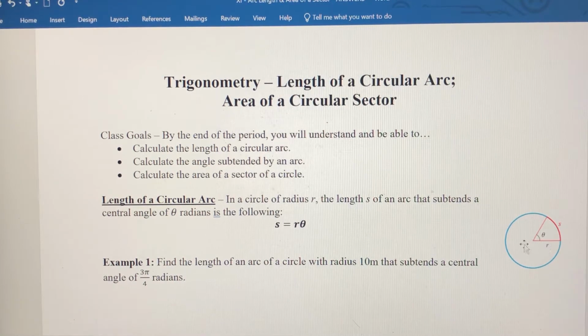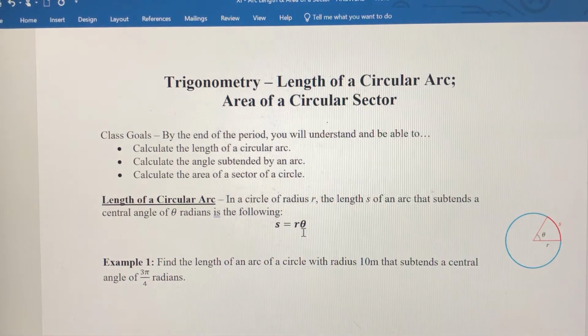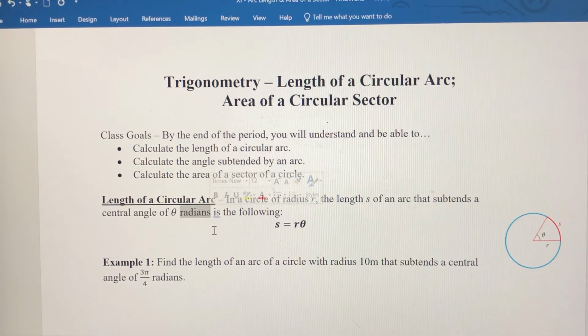We've got a circle with radius r, and we've got a central angle here that we're going to call theta. And we're going to use this formula: arc length S equals the radius times the central angle theta, and that theta has to be in radians. If it's not in radians, you're going to have to convert it to radians. So the arc length, this part of the circumference here, is going to be the radius times the central angle. S equals R times theta.